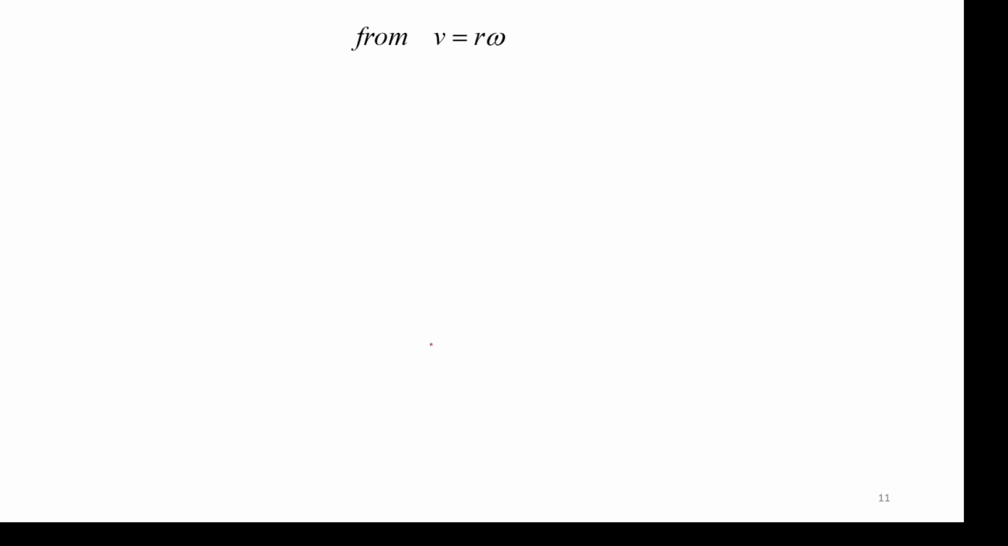From v equals r omega, can you try to differentiate this? I'm sure you can do it. If you differentiate, dv over dt equals r d omega over dt. Differentiating dv over dt, you would have a. And again, the rate of change of angular velocity is alpha. So you have a equals r alpha.